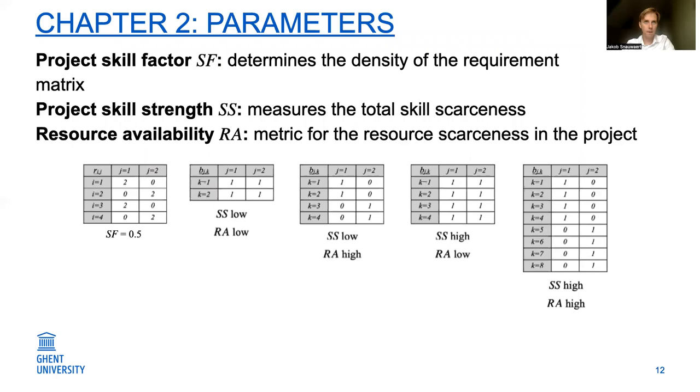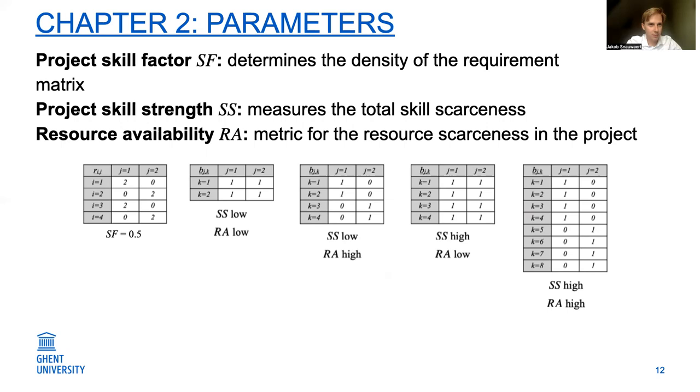Now, there are five main skill and resource parameters that are required to assemble an instance of the MSRCPSP. Firstly, we have the project skill factor, which signifies the number of skill types that are required per activity. It's also a measure for the density of the requirement matrix. So for example, as you can see on the left table there, if the project skill factor is equal to 0.5, that means that in each activity, half of the skill types will be required. In this case, we only have two, so that means that in each activity, one skill type is required.